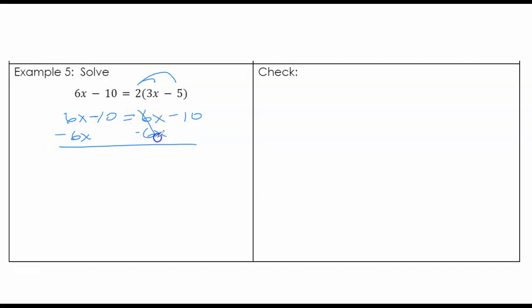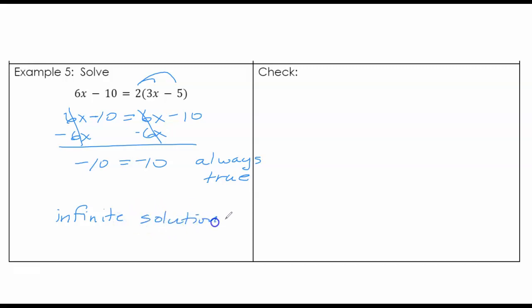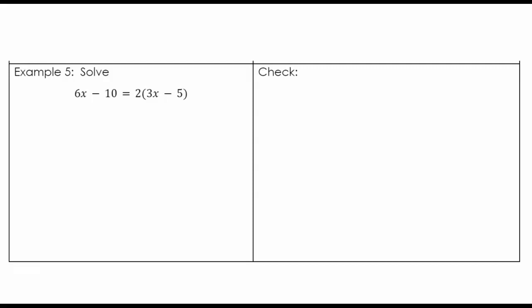All right, 6x minus 6x cancels. But also over here, 6x minus 6x also cancels again. So we end up with negative 10 equals negative 10. This is always true. Negative 10 will always equal negative 10. So this has infinite solutions. All right. So now we have three possible answers. We can get an x equals answer, we can get a no solution answer, or we can get infinite solutions for an answer.